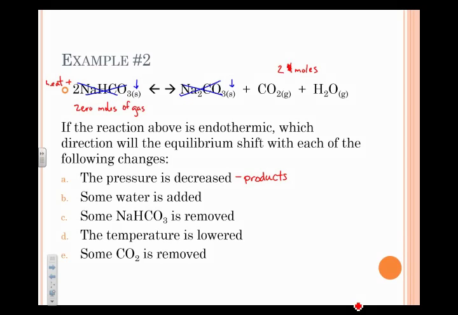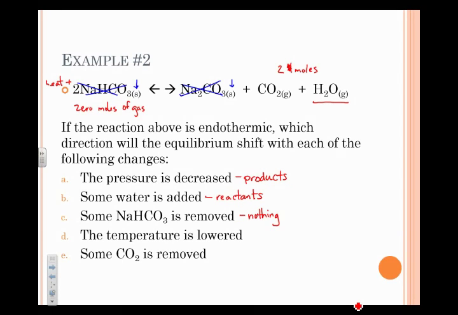If some water is added, water is in the products, it's a gas, and we know from our general rules that the equilibrium will shift to the opposite side when something's added. So this will shift towards the reactants. Some NaHCO3 is removed. We don't care what's happening with NaHCO3 because it's a solid, so nothing happens here.